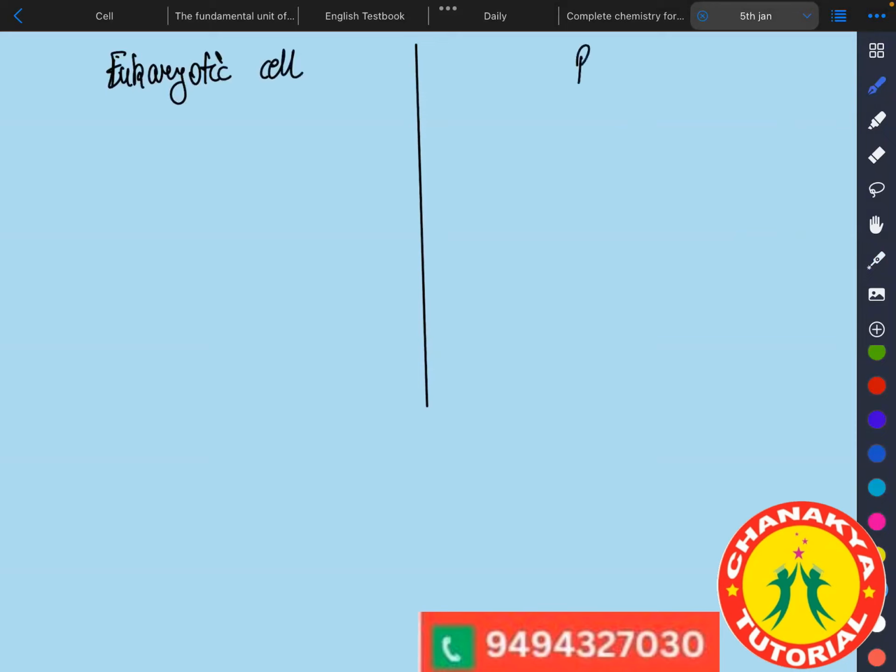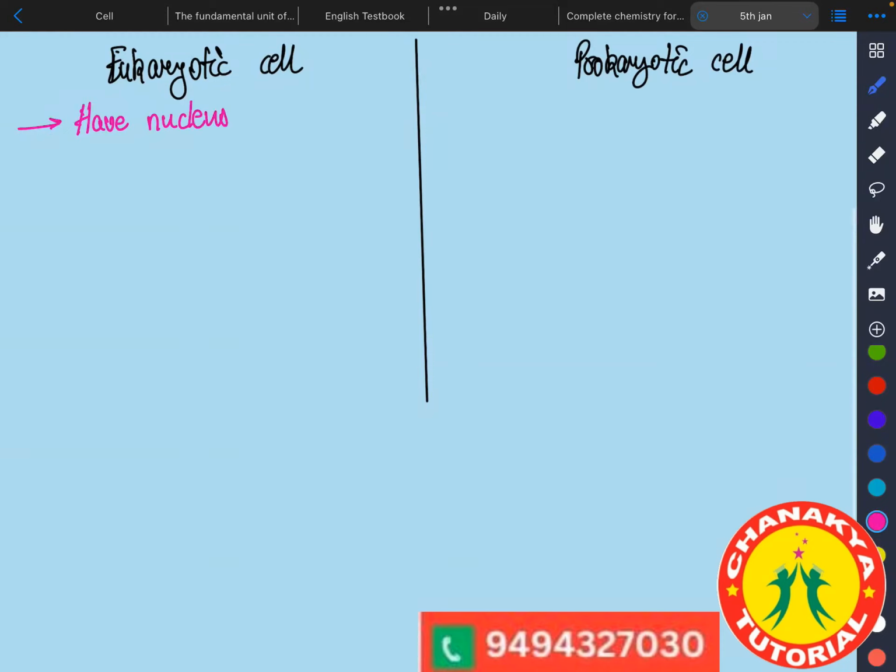Eukaryotic cell. Can we write like this: eukaryotic cells are the cells which have a well-defined nucleus, and prokaryotic cells don't have a well-defined nucleus, and all the nuclear material just flows around in the cytoplasm? Correct. This is the perfect way we can understand this, as Karthik explained.